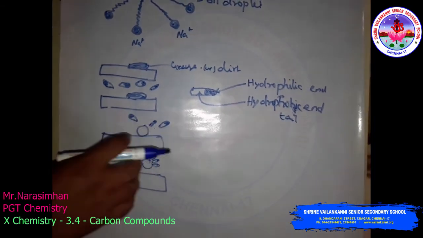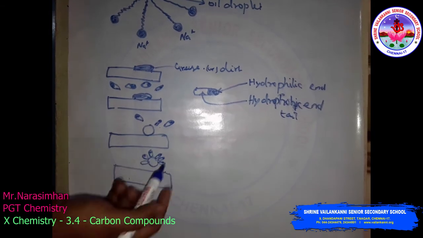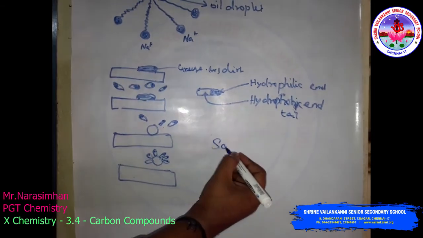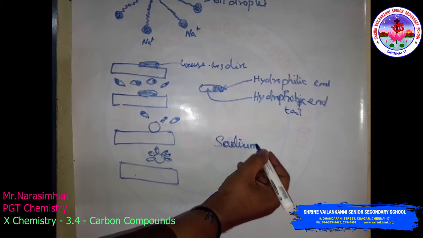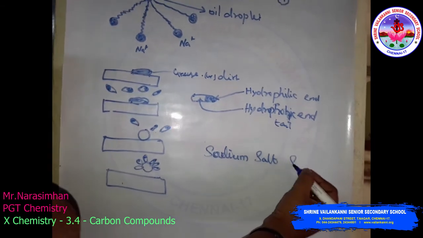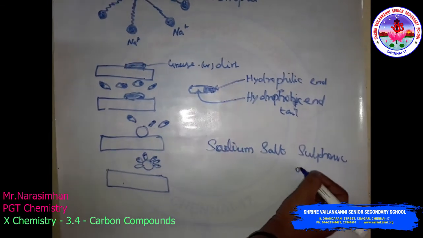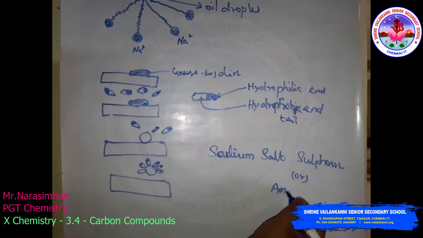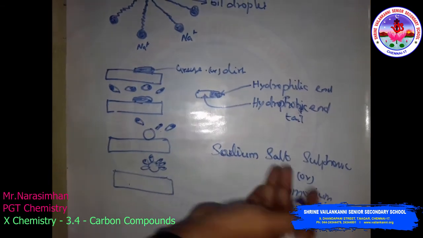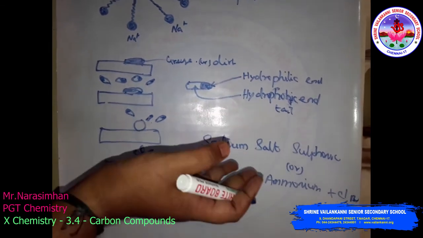The problem is overcome by using another class of compounds called detergents as cleaning agents. Detergents are generally sodium salts of sulfonic acids, or ammonium salts with chloride or bromide ions.